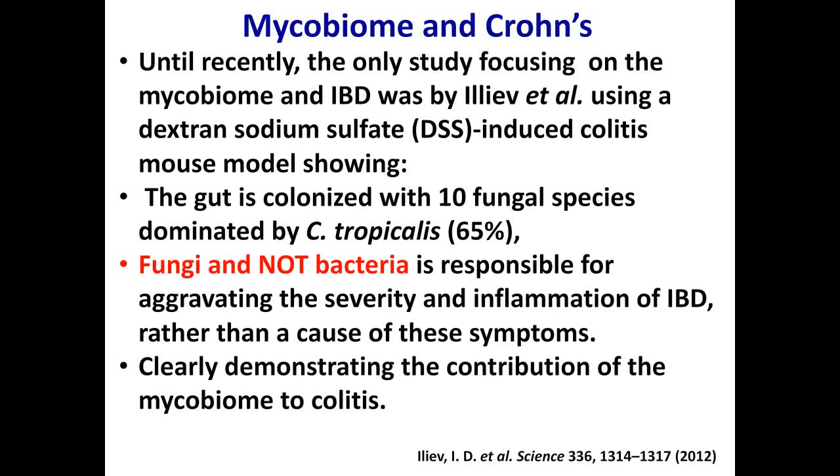Now, the first paper to show that there is a relation between Crohn's disease and the microbiome was from Iliev et al., and they looked at a mouse model, which is DSS, dextran sodium sulfate induced colitis. They looked at the fungal community, and lo and behold, they found 10 different species of fungi present in these animals, dominated by Candida tropicalis, at 65% presence. They concluded that fungi and not bacteria are responsible for aggravating the severity and inflammation of inflammatory bowel disease, rather than being a cause of these symptoms. So, giving you the first indication that the microbiome plays a role in colitis.